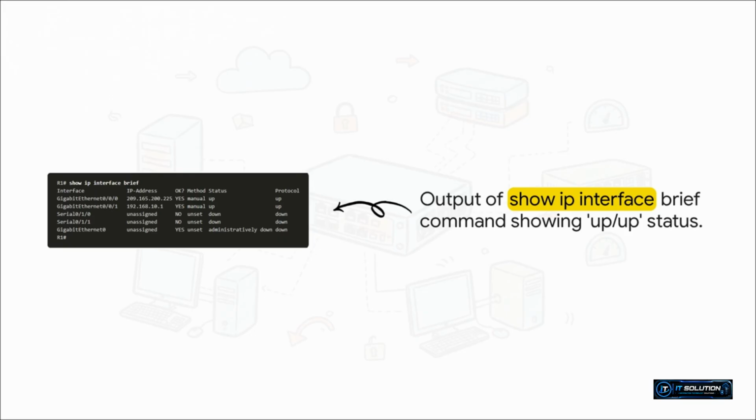They have IP addresses assigned, they were manually configured, and most importantly, both the physical status and the line protocol read as up. And this brilliantly illustrates our payoff. That up state means our interfaces are completely healthy and ready to route packets.